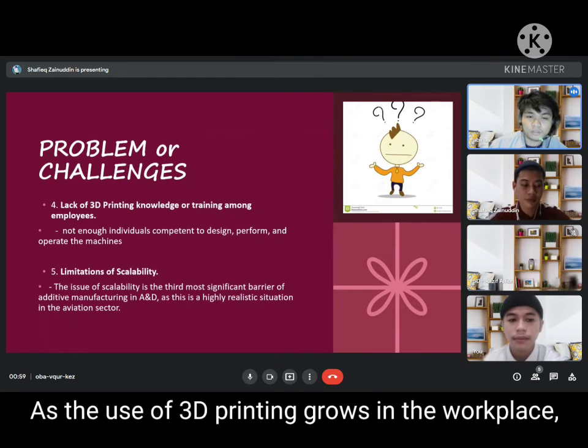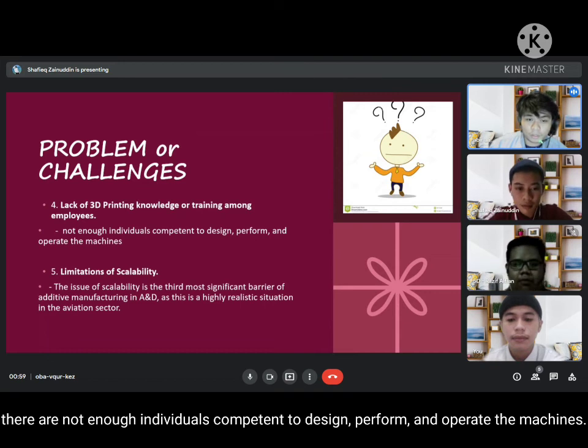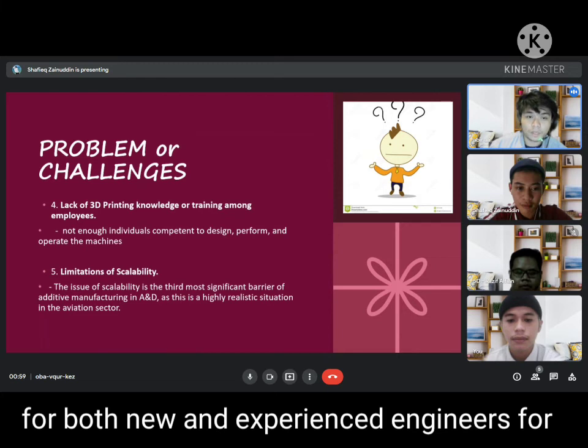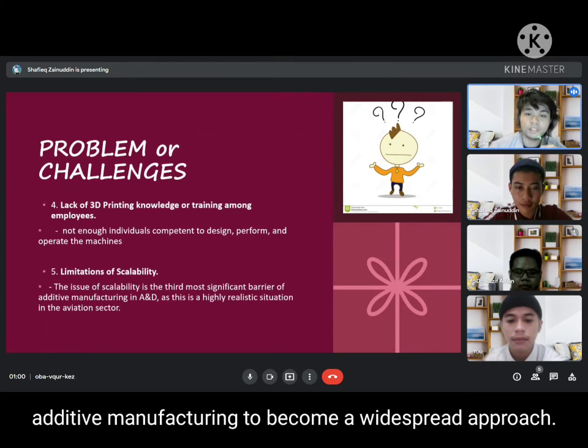So we will go to number 4, lack of 3D printing knowledge or training among employees. As the use of 3D printing grows in the workplace, there are not enough individuals to design, perform, and operate the machines. Manufacturing organizations must invest time and money in staff training for both new and experienced engineers for additive manufacturing to become a widespread approach.